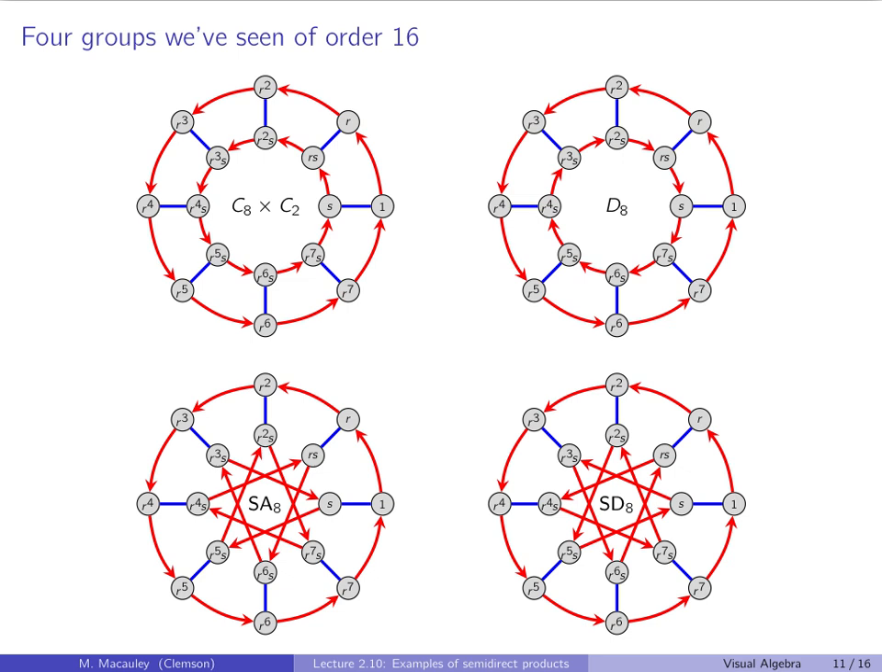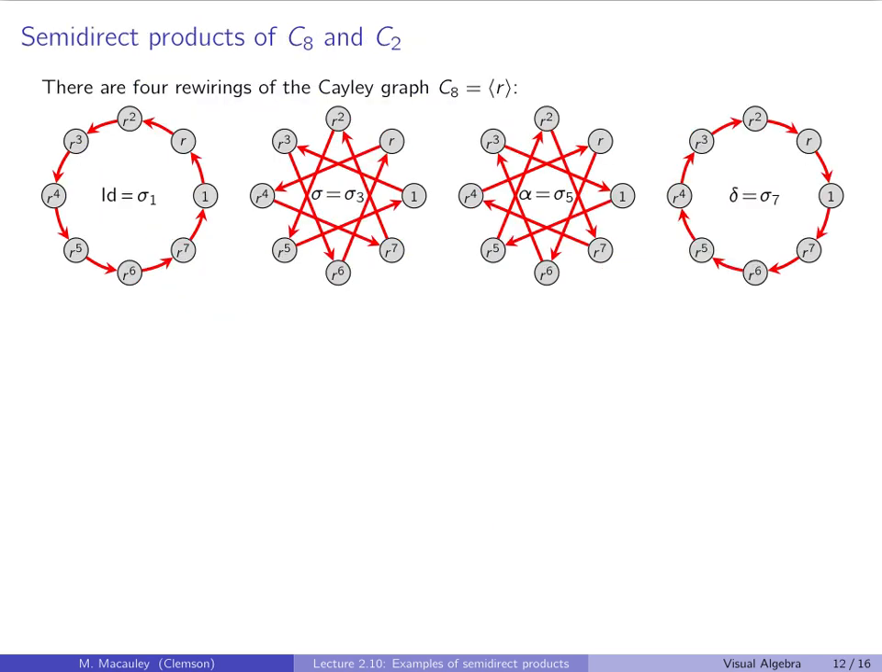And from looking at this, it seems like these two have the most in common, and these two have the most in common. And that's just, if you were to ask someone in the street, that's probably what they would say. Let's construct these as semi-direct products now. There are 4 rewirings of the Cayley graph of C8, because there's 4 generators, 4 things relatively prime to 8, 1, 3, 5, and 7.